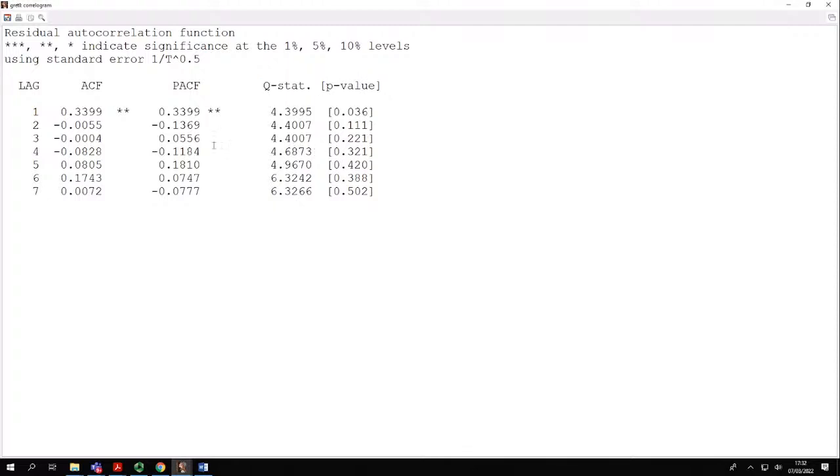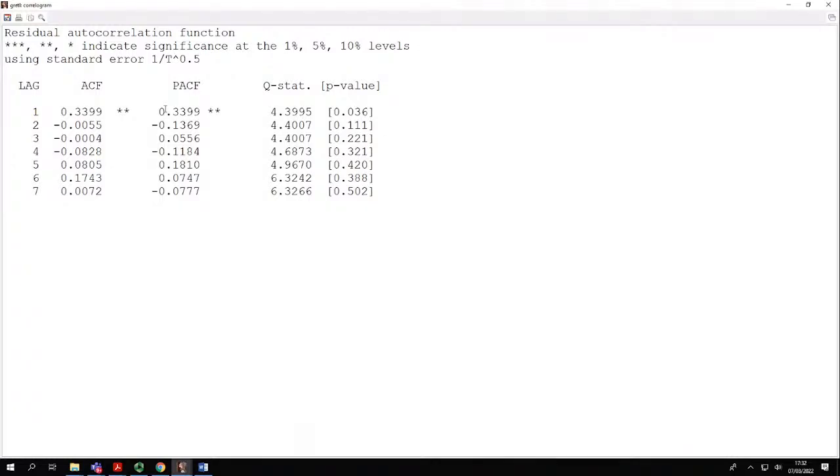What is it that we are testing? I'm testing the following null hypothesis: the correlation between the error in the population at time t and at time t minus 1 is equal to 0. So absence of correlation, which is what we would like to have. And the alternative is that you have some correlation different from 0.